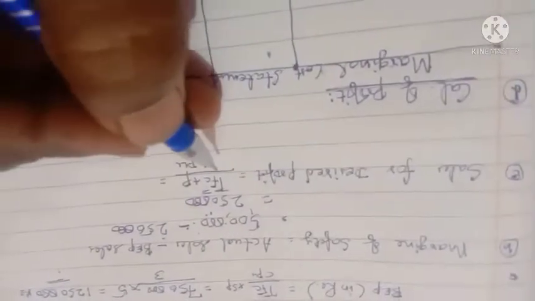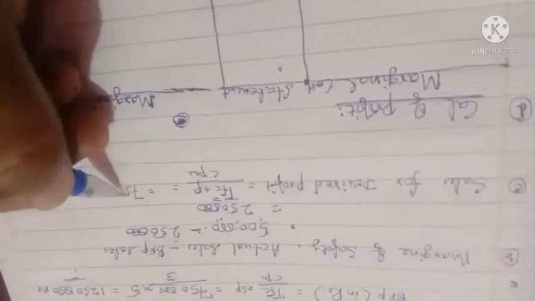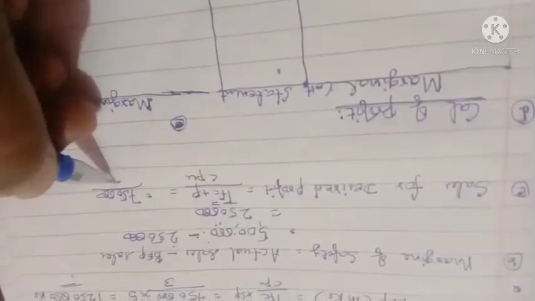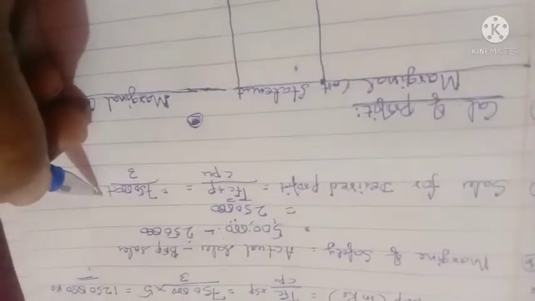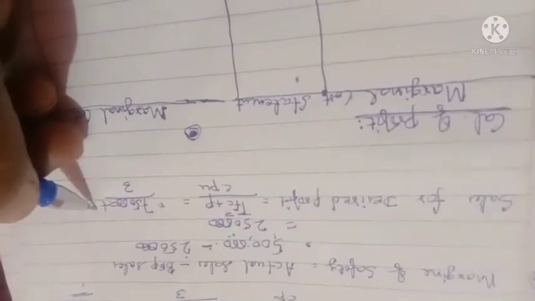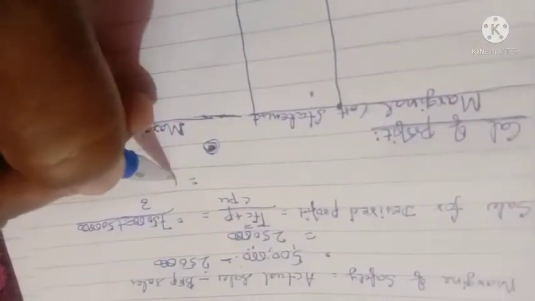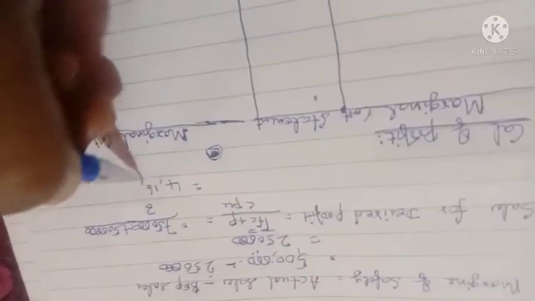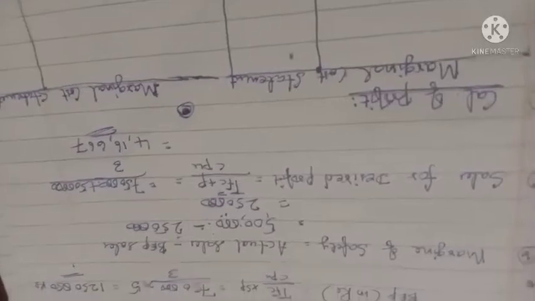Sales for the desired profit: total fixed cost plus profit divided by contribution per unit. So 7 lakh 50,000 plus the desired profit of 5 lakh, divided by 3. You will get 4 lakh 16,667. That is the sales for the desired profit.